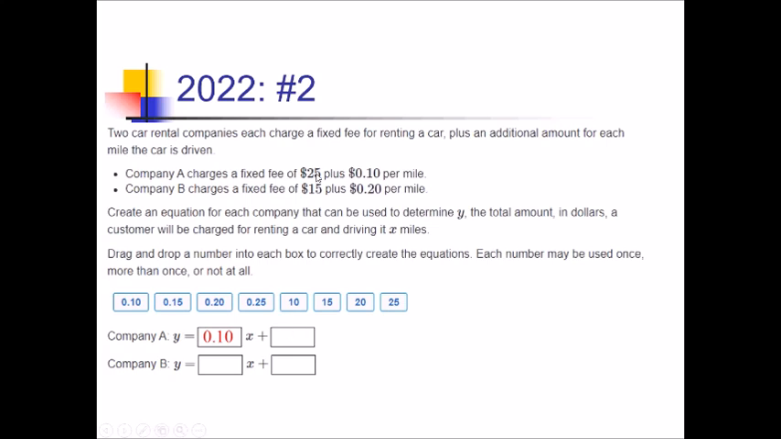That'll be this 25. We're going to do the same thing for company B. The per mile charge there was 20 cents, so we'll do a 0.20 times the x here. And then we're going to do the 15 being added on here.